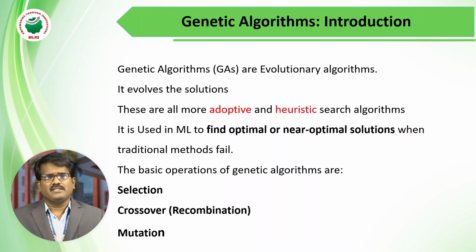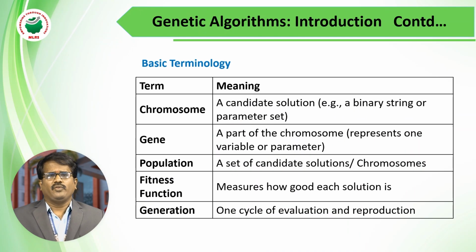The basic operations of genetic algorithms are selection, crossover, and mutation. These are the three major basic operations of genetic algorithms which can be used to evolve the solutions for the next generations. Now, before entering into the genetic algorithms topic, first of all, we need to understand what are the basic terminology we are going to use in the genetic algorithms.